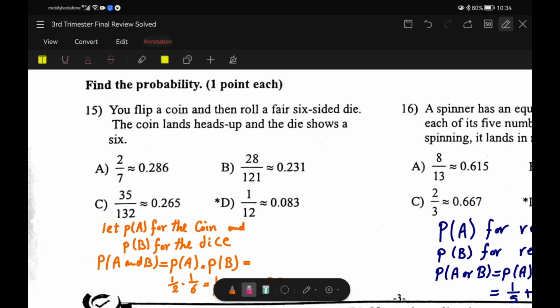So P of A and B, because he said here "and". P of A and B equals P of A times P of B. Okay, P of A for a coin, let's say that he got what?